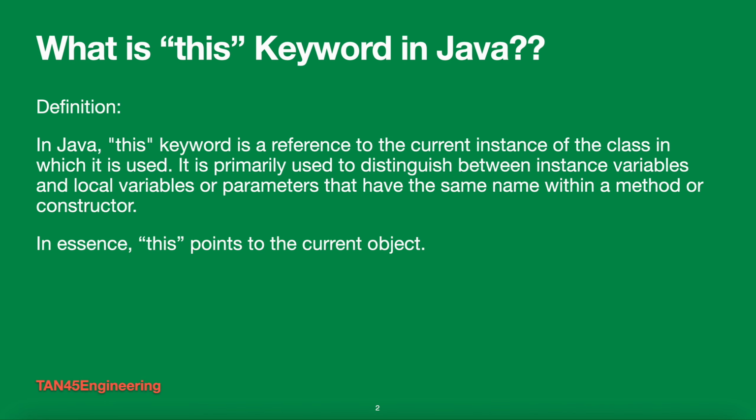Basically, this keyword is a reference to the current instance of a class in which it is used. It is primarily used to distinguish between instance variables and local variables or parameters that have the same name within a method or constructor. In essence, this points to the current object.